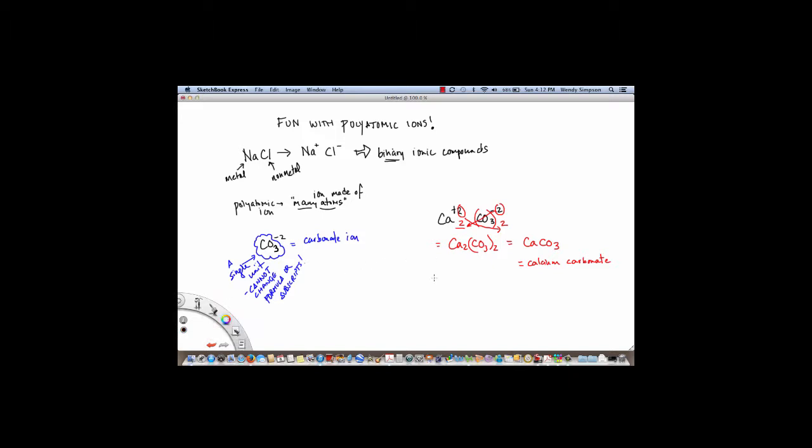If I want to combine potassium, which has a +1 charge, with my carbonate polyatomic ion, and I apply the crisscross rule, the 1 becomes the subscript on the CO3, and as you recall, when we have a subscript of 1, we don't write it, and the 2 becomes a subscript on the potassium. So we end up with the formula K2CO3, and the name of this compound is potassium carbonate.